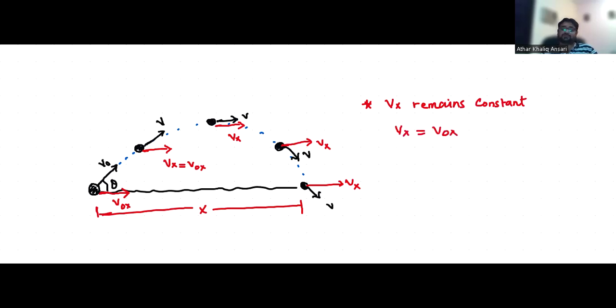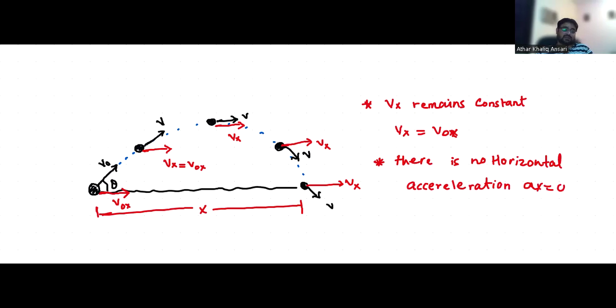As it is remaining constant, with no change in horizontal velocity, we can say that there is no horizontal acceleration by any means. So if acceleration is denoted by a, I will say the horizontal acceleration ax is 0 in the journey.